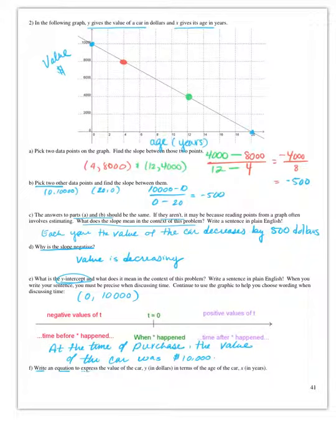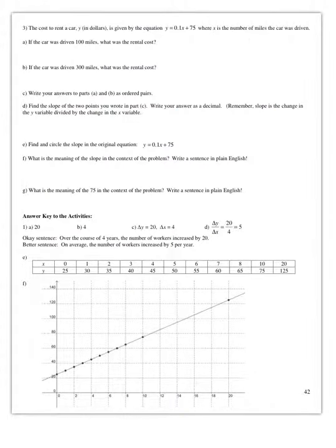Write an equation to express the value of the car in terms of the age. So we're going to use x and y to express this model. So y is going to be equal to the initial value of the car, which is 10,000, and this time minus $500 times x.